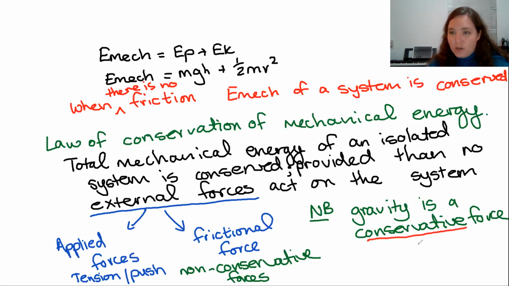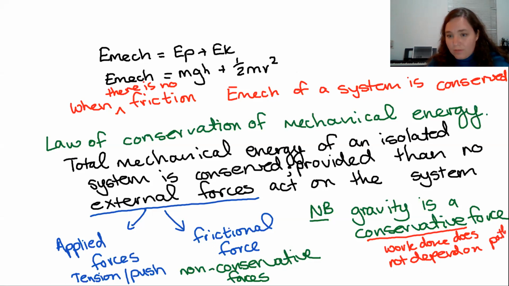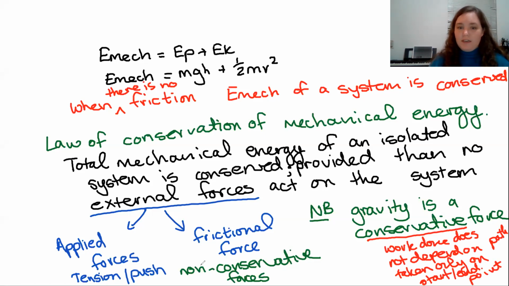So if something is a conservative force, the work done does not depend on the path taken, only on the start and end point. And if we're dealing with non-conservative forces, very importantly, the work done does depend on the path taken. For example, friction: the further a distance you cover, the more energy you lose overcoming friction.